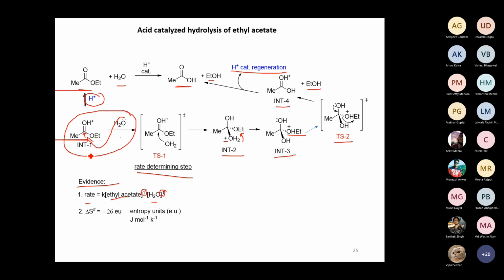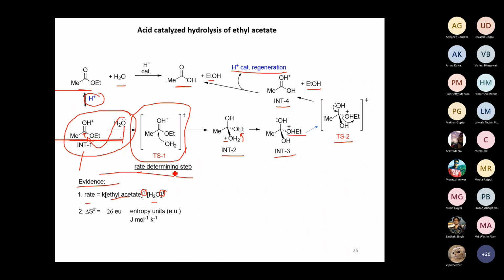The water is attacking the carbonyl carbon of ethyl acetate. If this is the case, then the kinetics will show it is first order with respect to the water and first order with respect to the ethyl acetate. So that might be the transition state, where both molecules are involved. One molecule of water and one molecule of ethyl acetate are involved in the transition state. So this pathway is most likely the rate determining step.